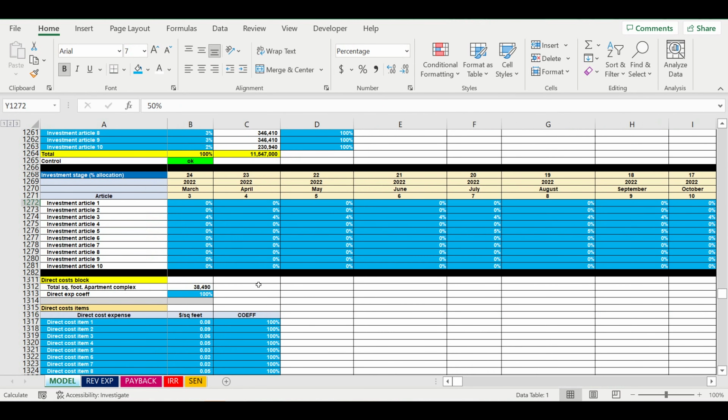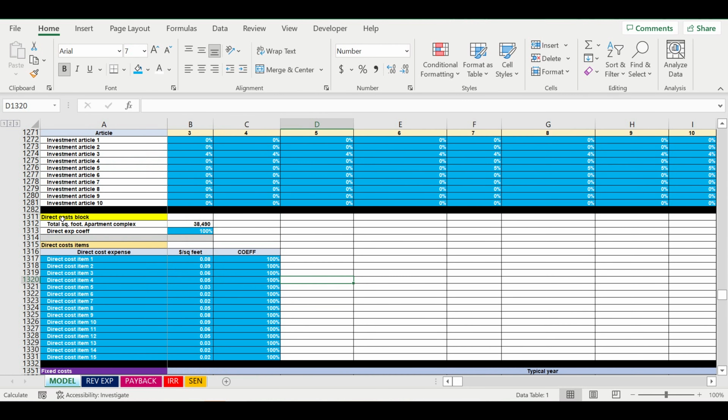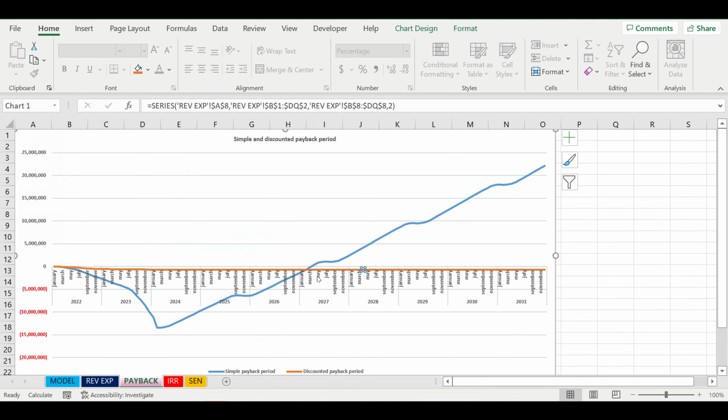Then we move to the operating expenses stage. So we have direct costs. Here we have the total square footage of the apartment complex. Here we have the coefficients for the total direct costs. For example, if we just want to increase the total amount of direct costs by 20%, let's say. So this is the first scenario, and we look at the simple and discounted payback period to see what they will be if we increase the direct costs by 20%.